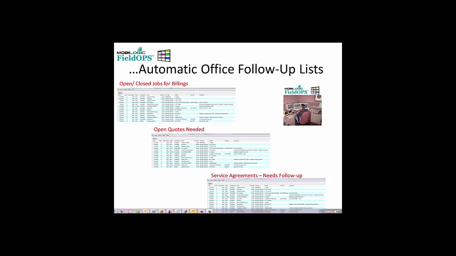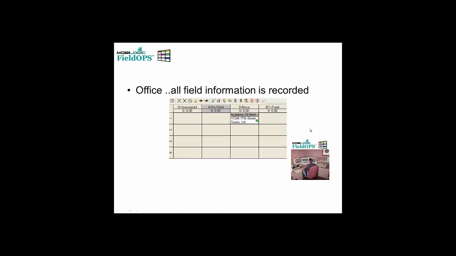When Bruce answered the questions on the completion checks, each of those questions rolled back into the office automatically to a list. An open and closed jobs for billing list, open quotes needed perhaps, needs follow-up for service agreements. This is a follow-up list that the office now has available as a powerful tool to make sure that open items get completed. The information that's been recorded back in the office is ready and available for the person that does the billing now to finish the invoicing.